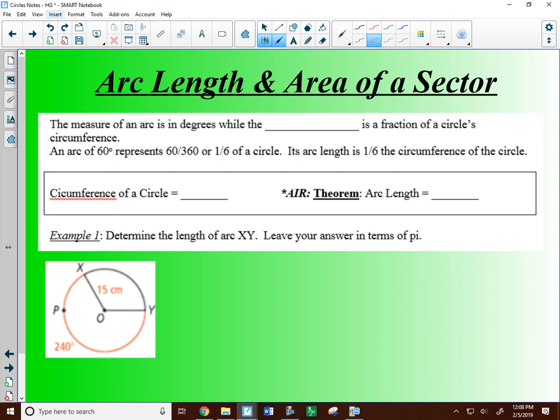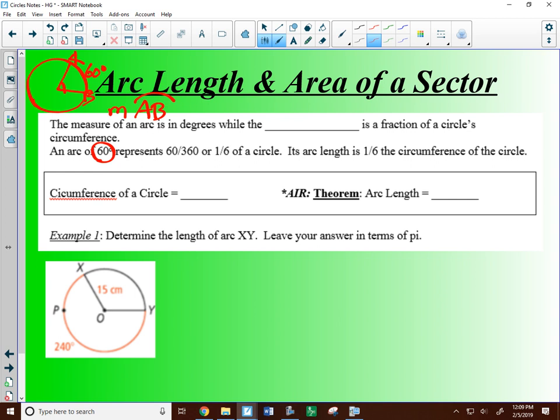Arc length and area of a sector. So if I have a circle, suppose I have an arc that's 60 degrees. That's one way to talk about arcs, their measure. If this was AB, that would be the measure of arc AB. They put that M in there, meaning find the degree measure. That would be 60 degrees.